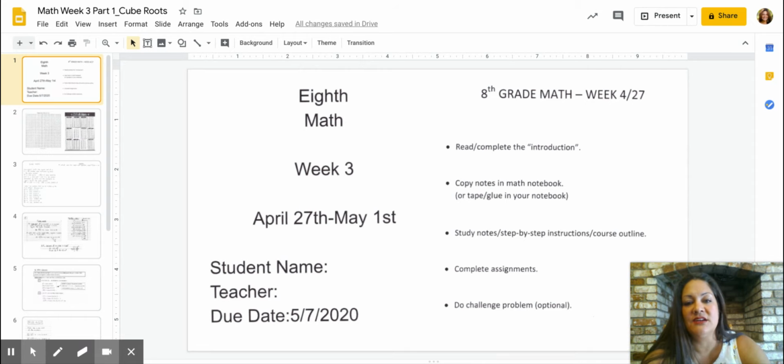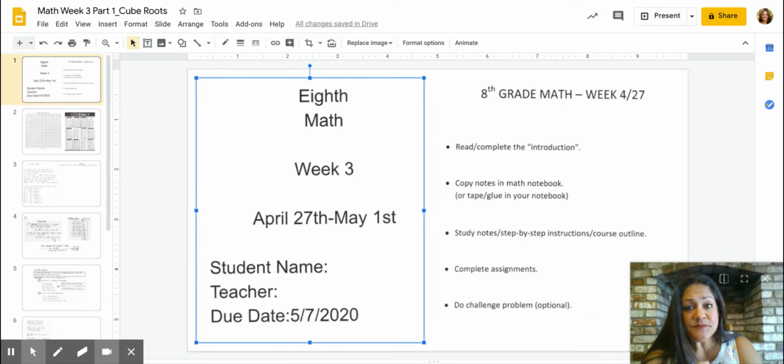So you'll see here is our cover page. I believe that we're actually taking off that due date. It's kind of confusing because the end of this week is this Friday. So if you can get it finished by then, that would be great.